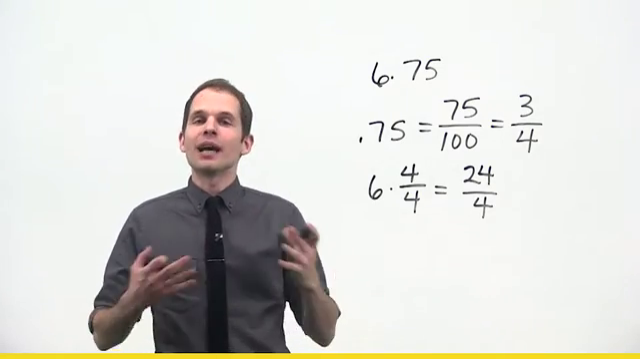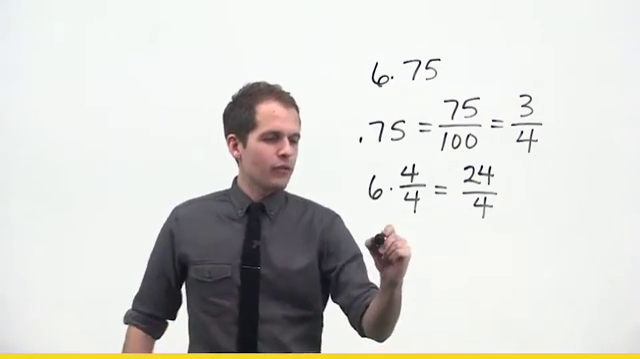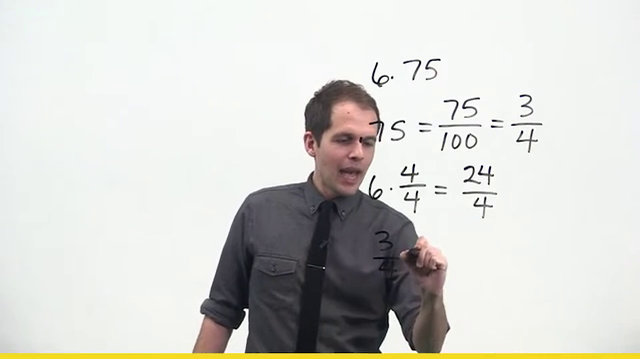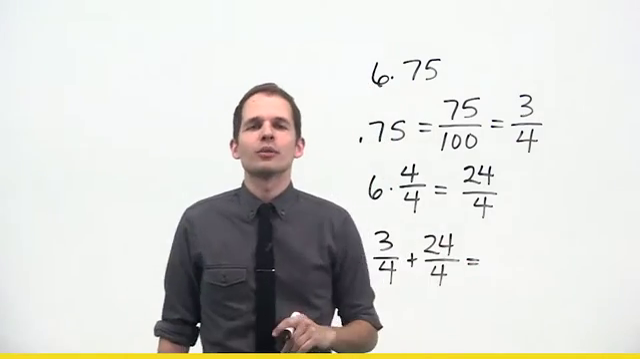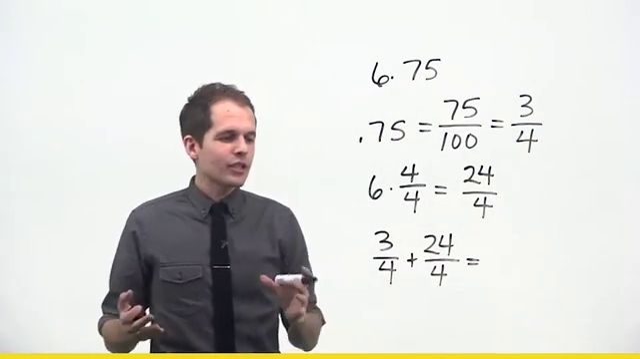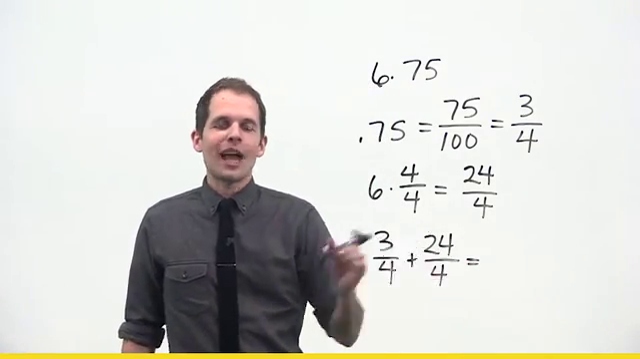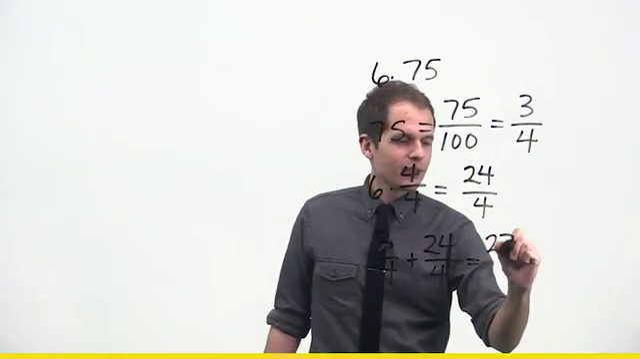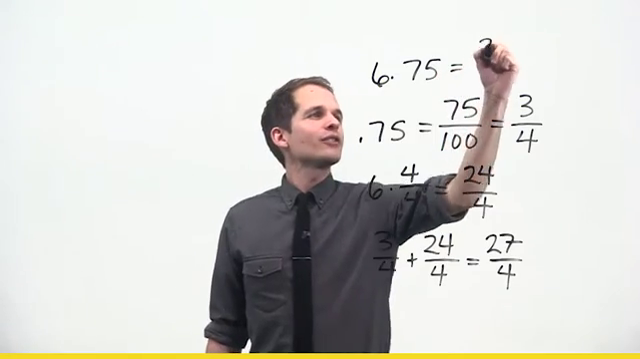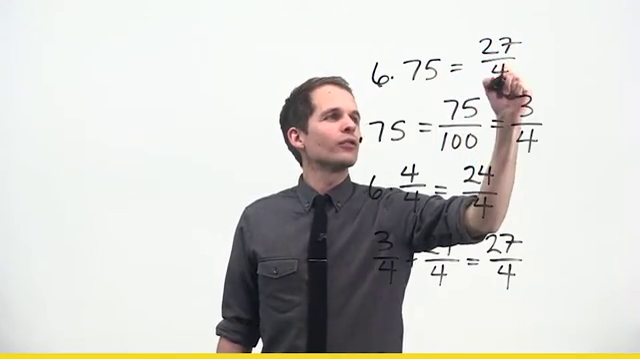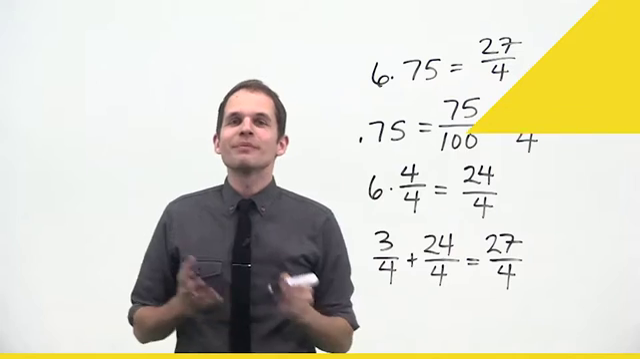Now what I want to do is combine the number I split. Take the 3/4, which is the decimal part, and add it to the whole number part. And now I have a simple fraction addition problem. Now remember, with adding fractions, if the denominators are the same, just add the numerators. That gets me 27 over 4. So I can say that 6.75 as a fraction is 27 over 4, because I dealt with the decimal first and then the whole number.